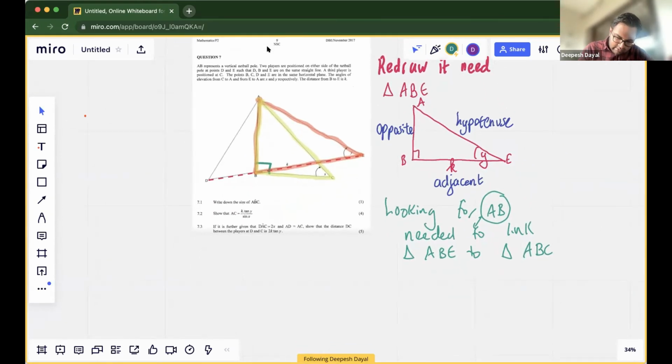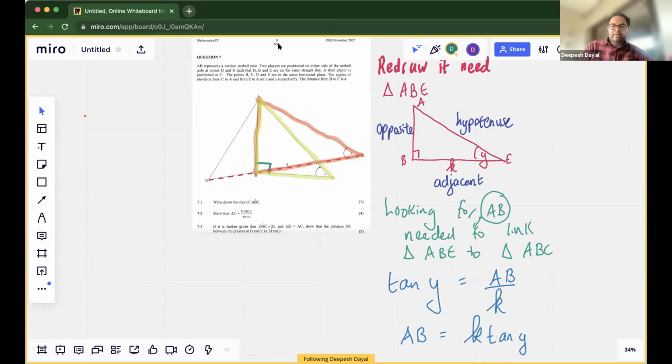So now we need to find AB, and you said we're going to be using opposite over adjacent, is that right? Yes. Which is what trig identity? Tan. So we're going to say tan Y equals AB over K, right? Yes. So AB will equal K tan Y, right? Yes. Okay, so we've got AB now.